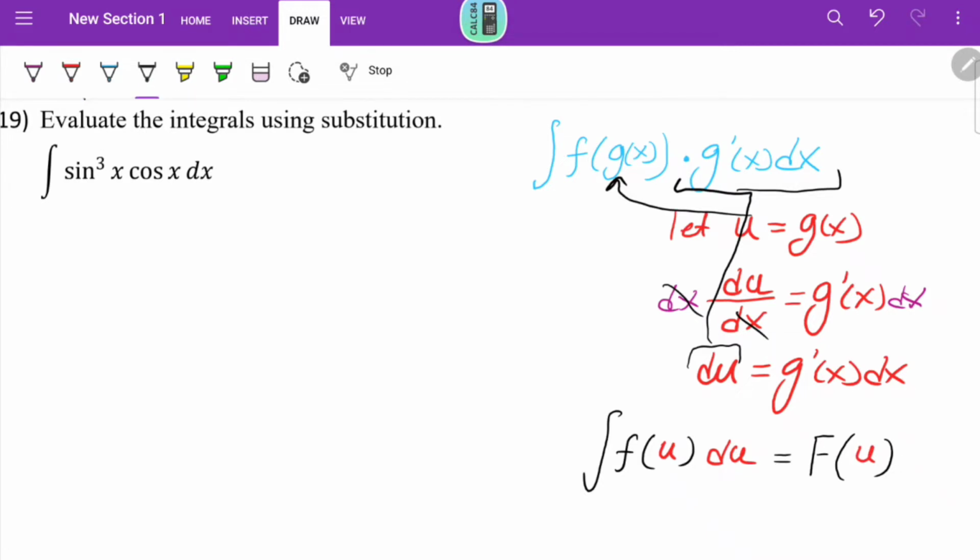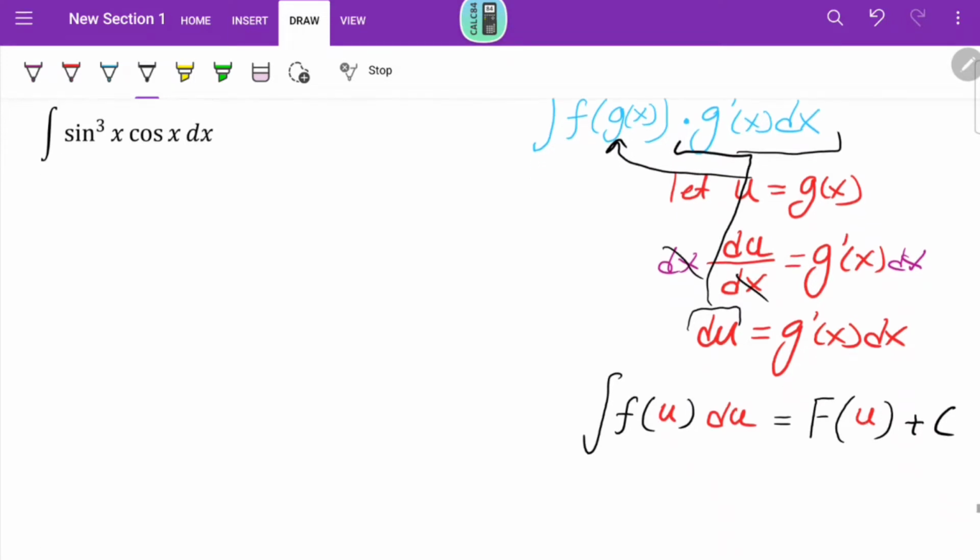Don't forget about the plus c. What did u equal? U equals g of x. So the answer is going to be capital F of g of x plus c. Substitution is the inverse of the chain rule. It's doing the chain rule backwards.